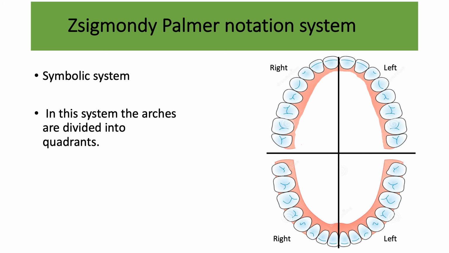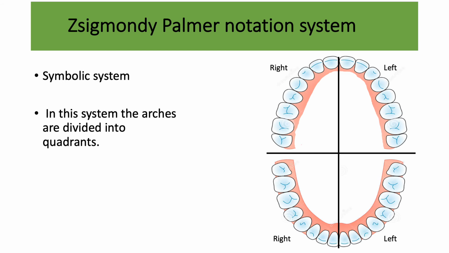Now we'll discuss the second notation system, that is the Zsigmondy or Palmer notation system. It is a symbolic system which was introduced by Adolphe Zsigmondy in 1861 and then it was modified in 1874. This system divides the arches into different quadrants, and also a unique symbol is present to identify the teeth in the different quadrants. The numbering runs from the center of the mouth to the posterior part of the teeth.